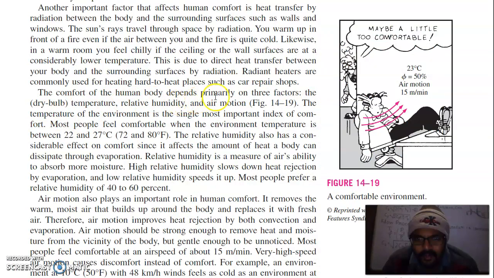The comfort of the human body depends primarily on three factors: the dry bulb temperature, relative humidity, and air motion. The temperature of the environment is the single most important index of comfort. Most people feel comfortable when the environment temperature is between 22 and 27 degrees Celsius. The relative humidity also has a considerable effect on comfort since it affects the amount of heat a body can dissipate through evaporation. Relative humidity is a measure of air's ability to absorb more moisture. High relative humidity slows down heat rejection by evaporation, and low relative humidity speeds it up. Most people prefer a relative humidity of 40 to 60%.